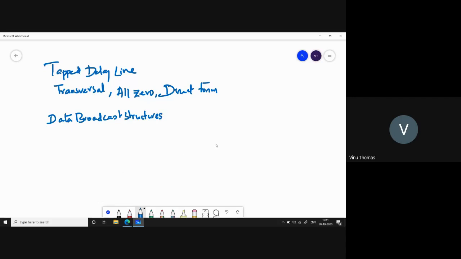Now 3 more structures need to be discussed, which we'll do only at a later stage. One is the lattice structure, which finds great application in adaptive signal processing. We'll see what adaptive signal processing is later. We'll have a brief discussion about adaptive signal processing when we discuss lattice filters.